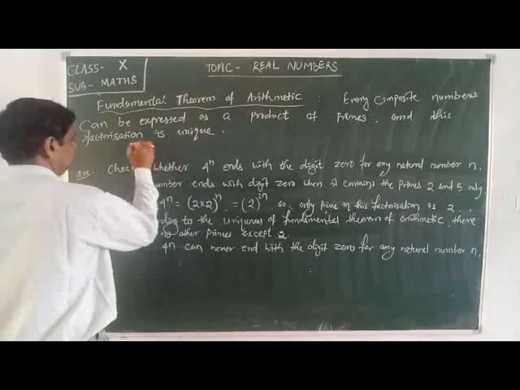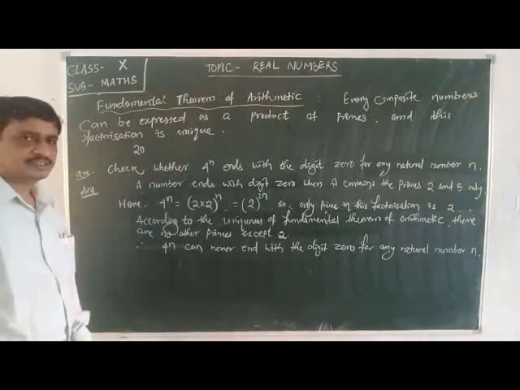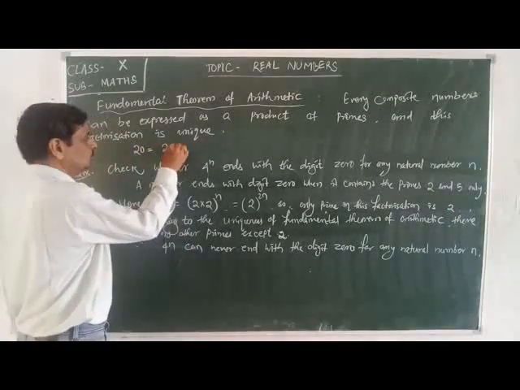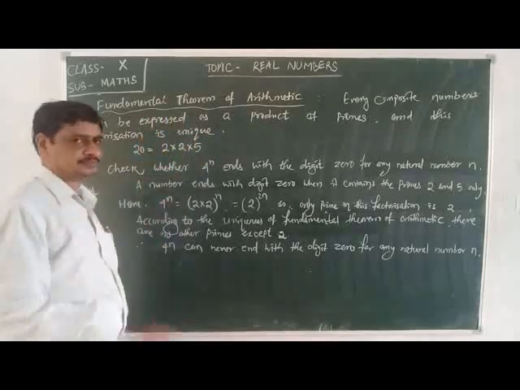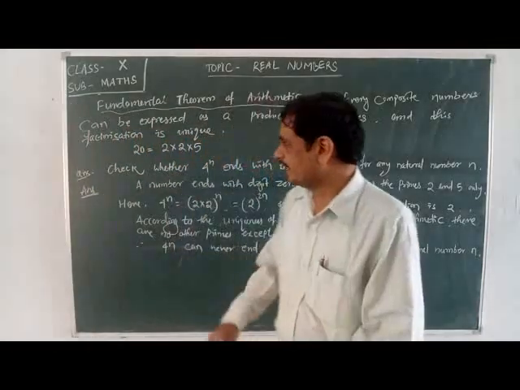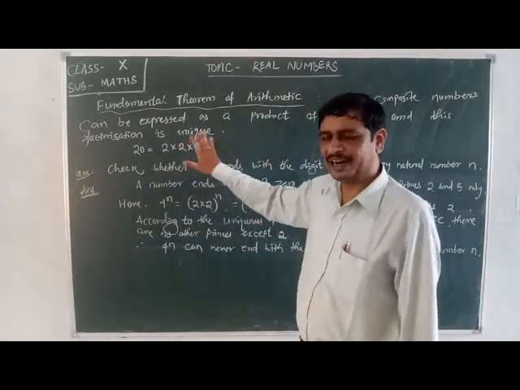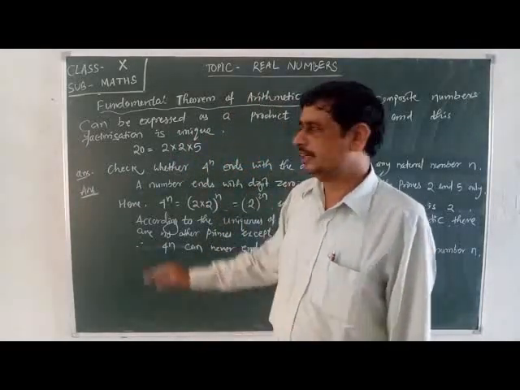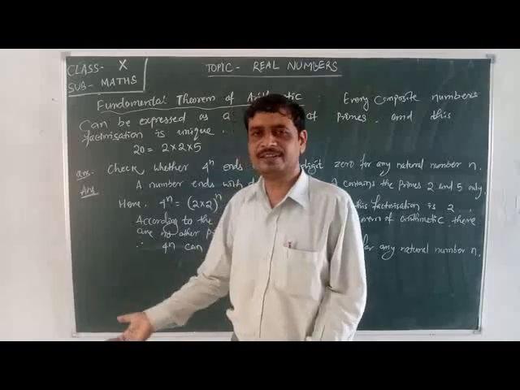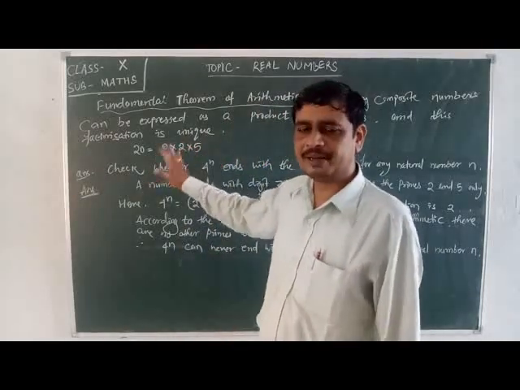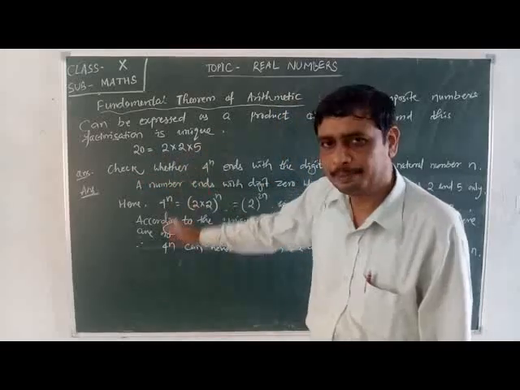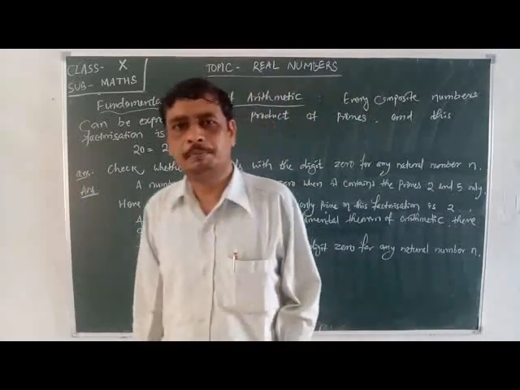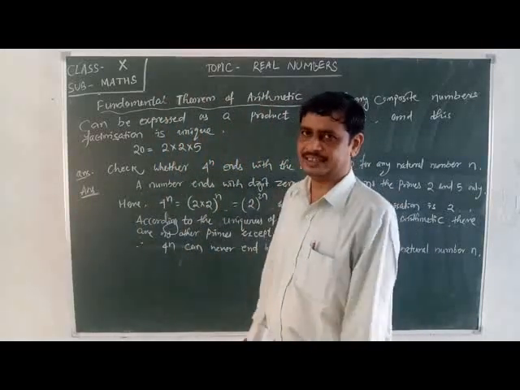Like 20. When we consider the number 20 and want to factorize it, we get 2 into 2 into 5. We can write that 20 is equal to 2 into 5 into 2, or 5 into 2 into 2, but in every factorization we will get the same primes, two 2s and one 5. It is irrespective of the order of the primes occurring in the factorization.